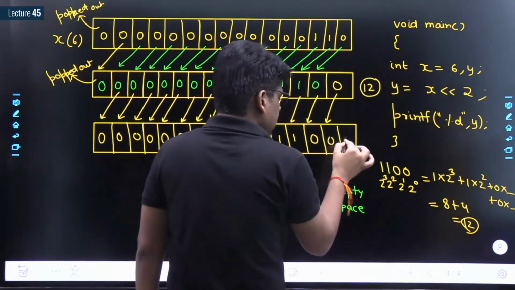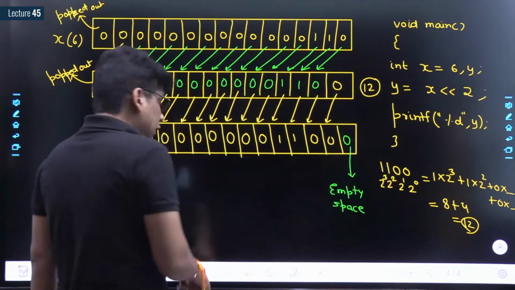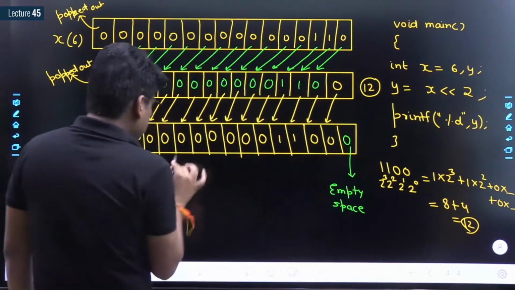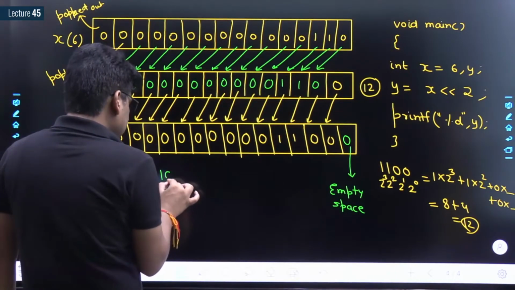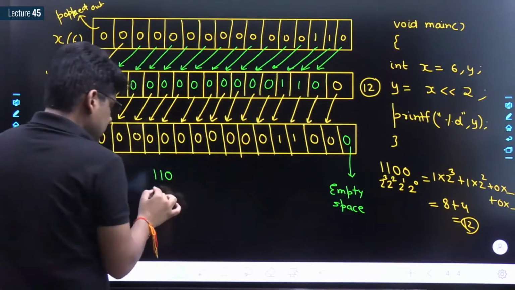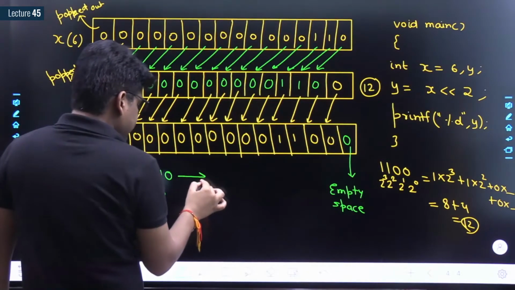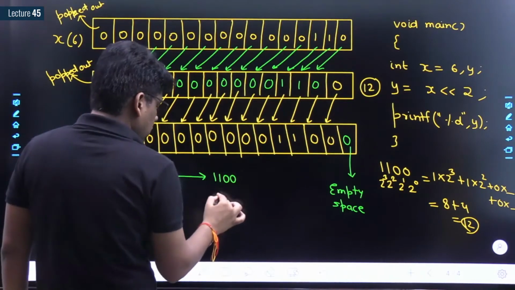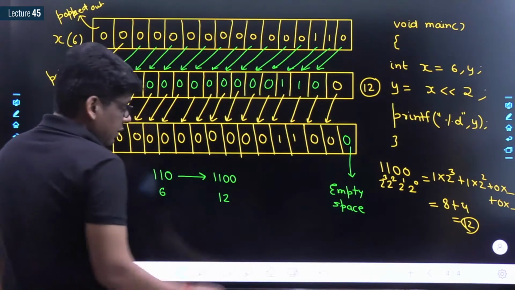Sir, it must be filled by a 0. Sir, what is the new value? Let's calculate what is the new value. Sir, try to understand. Previously, at first, this is 6. When I left shift it one time, we get 1, 1, 0, 0. And we get the value 12.